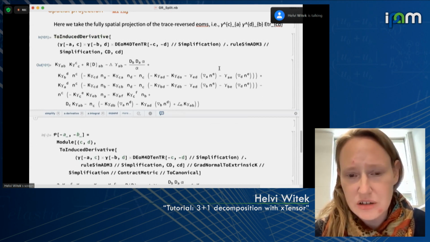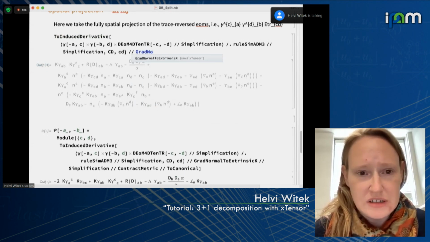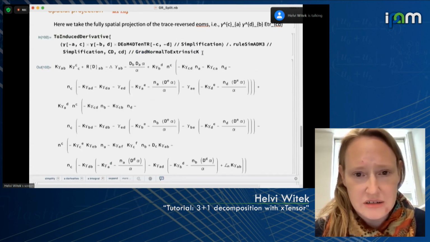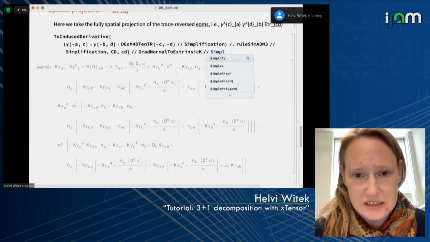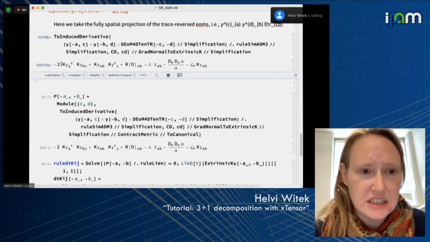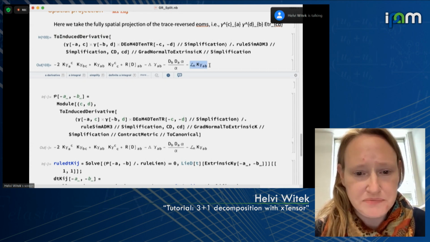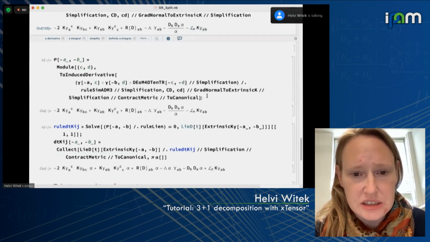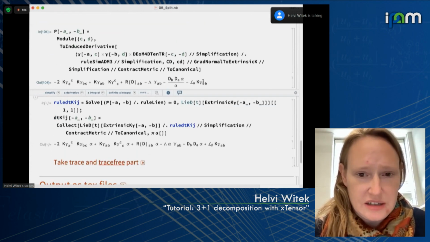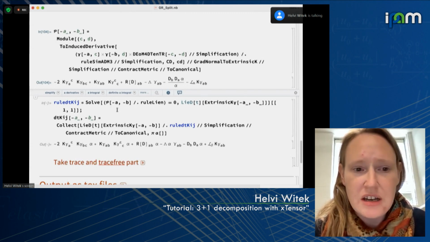Now we still have some terms that are derivatives of the normal vector. So let me replace this with the extrinsic curvature so that we have consistent notation, and simplify a little bit. And now we have precisely the expression that will give us an evolution for the extrinsic curvature in this term.